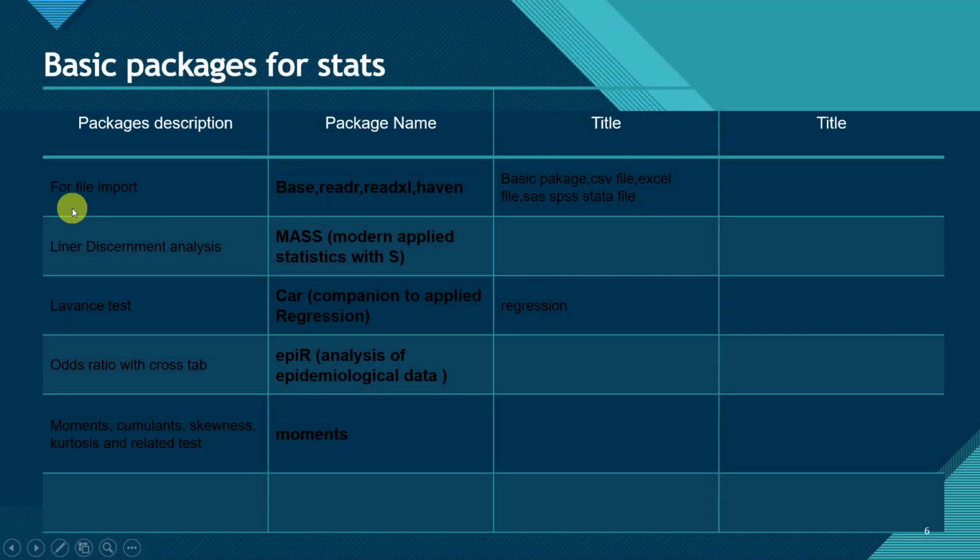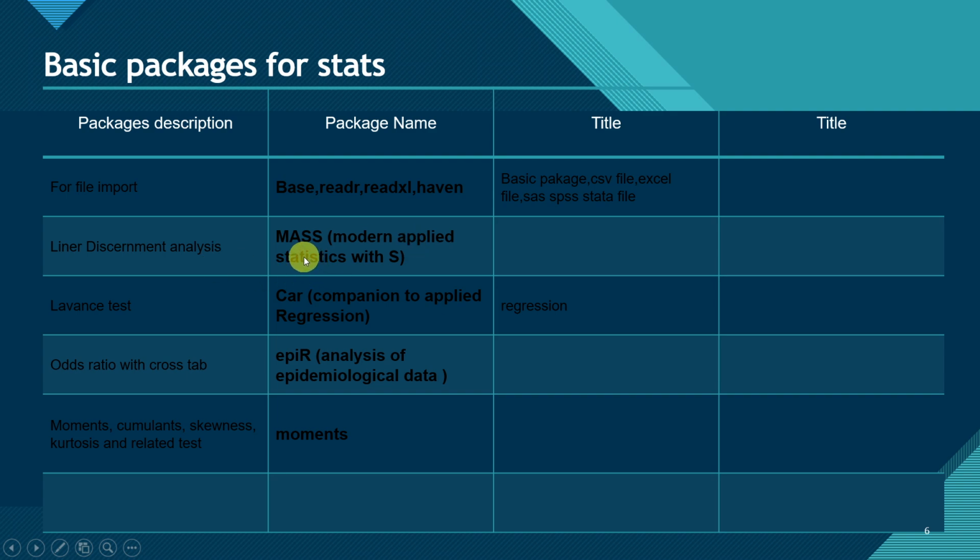For example, for file import, you have the base package. It is already installed in R when you install the new version. Then you have the readr package. Readr package is for CSV files. Then you have the readxl package. Readxl package is for Excel files. CSV means comma separated file. Then you have haven. Haven is used for file import for SPSS, SAS, and Stata files.